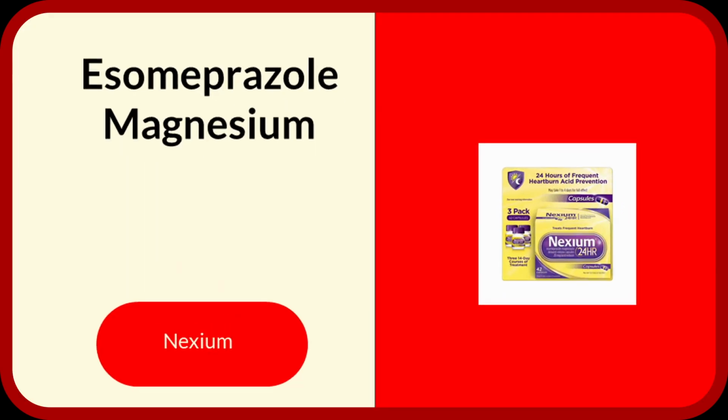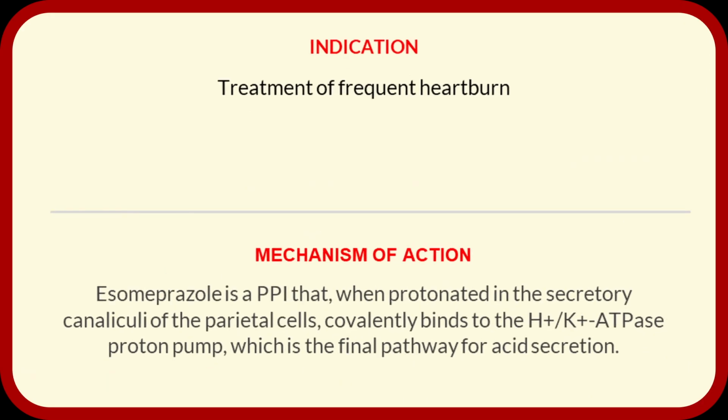Moving on to gastrointestinal health, let's start with acid reducers, specifically proton pump inhibitors or PPIs. Esomeprazole magnesium, which has the brand name Nexium, is indicated for the treatment of frequent heartburn.